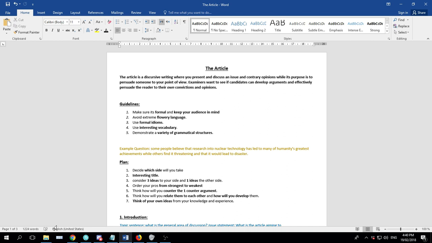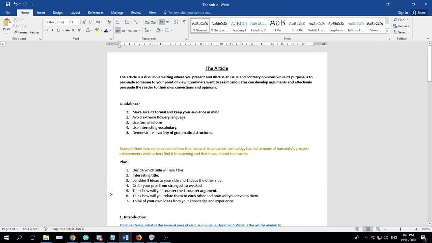Keep your audience in mind. Usually you write for the school magazine and the local newspaper. So with the school magazine, you are writing for your fellow students, and in the local newspaper, you are writing for your neighbors and friends. So just keep that in mind.